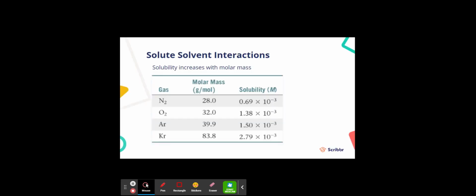So the first part, solute-solvent interactions. The first key idea is that solubility increases with molar mass. In this table, you can see that as the gas's molar mass increases, the solubility and molarity increases. So that's how many moles you can dissolve in liters of a solution.